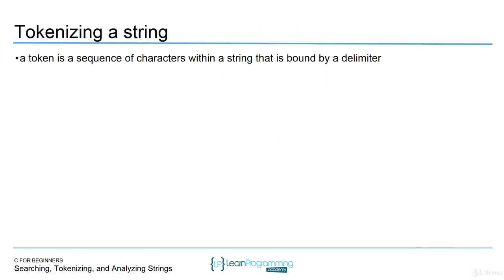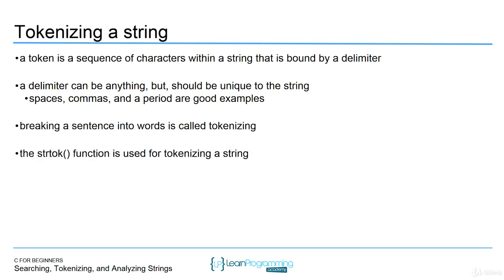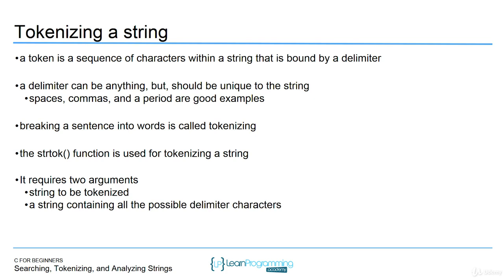Tokenizing a string. A token is a sequence of characters within a string that is bound by a delimiter. We know this. A delimiter can be anything, but it should be something unique to that string. Don't have a delimiter as A, because now it's going to find something valid in a word. Make it something unique, like a space or a comma. This is used as a boundary for usually words in a single string. So it breaks a sentence into words. It's called tokenizing. The strtok function is used for tokenizing a string.